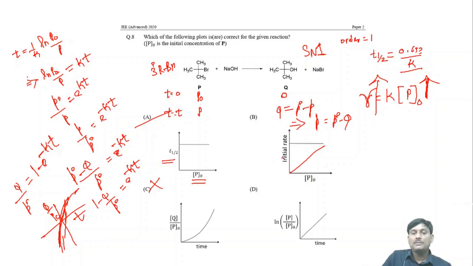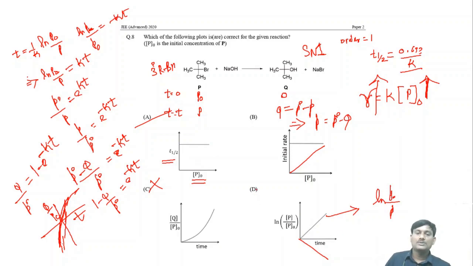And if you take ln P by P naught, from this equation you can write ln P naught by P is equal to kt. Here ln P by P naught is equal to minus kt, so you have to get a negative slope. This equation is for ln P naught by P, not ln P by P naught. So this one is also wrong. So what is the answer finally? A is the correct answer.